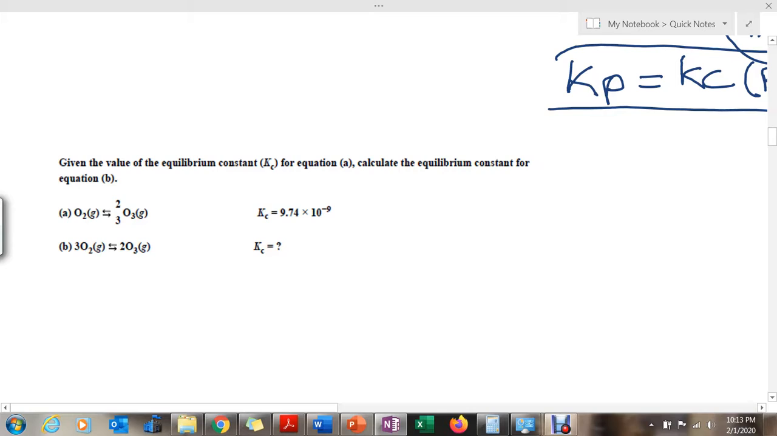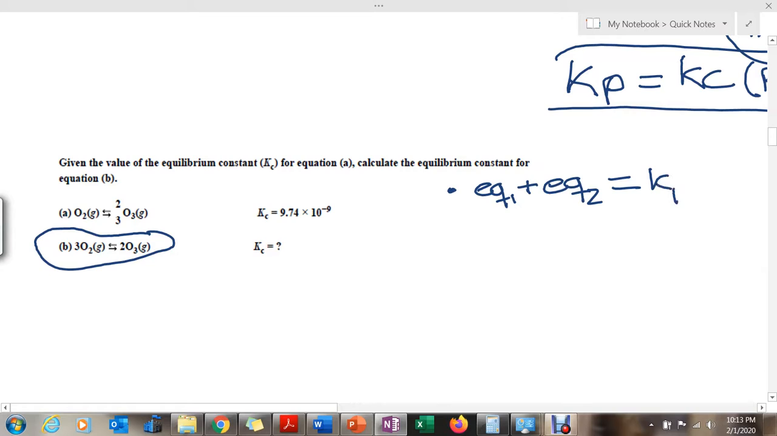Given the value of Kc, calculate the equilibrium constant for equation B. It's very similar to Hess's law, but with equilibrium, you don't add the K's, you multiply. Let me give you the three basic rules. If you add equation 1 plus equation 2, or subtract, you multiply the K's.